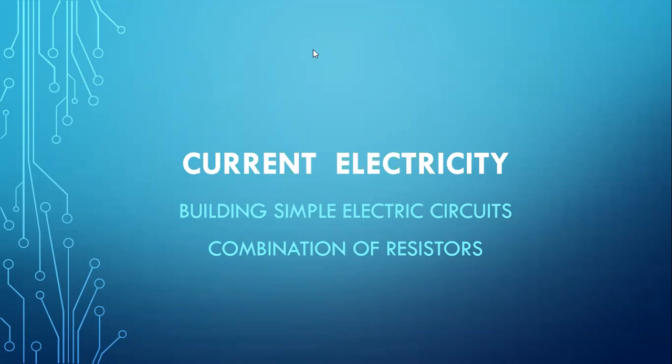Our topic is current electricity. The past video discussed Ohm's law. We saw the concept of Ohm's law, how the Ohm's law triangle works. So let's today discuss building simple electric circuits. Specifically, we are going to see the combination of resistors. So let's dive into it.